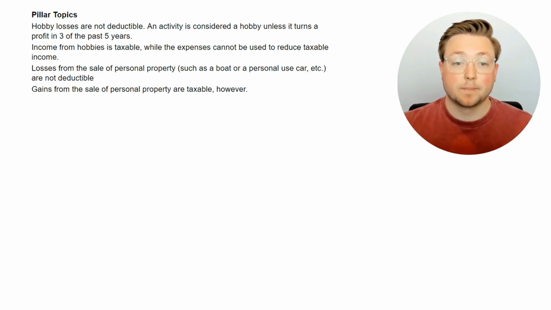Okay, here are the pillar topics. Hobby losses are not deductible, plain and simple. An activity is considered a hobby unless it turns a profit in 3 of the past 5 years. Income from hobbies is taxable, while the expenses cannot be used to reduce taxable income.